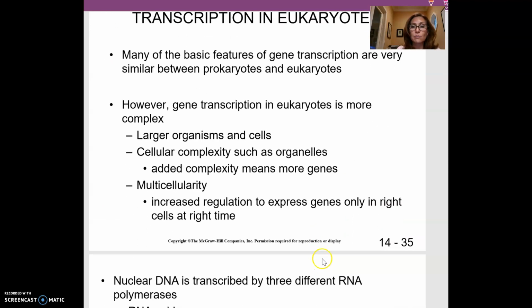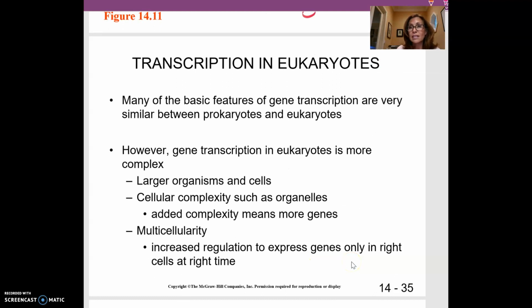So that's the big difference between rho-dependent and rho-independent: the rho factor in rho-dependent chases along the loop and stem and then causes pressure to push the two apart. And in rho-independent, the NusA and the stem loop with the numerous uracils present cause dissociation of the RNA polymerase from the RNA strand. And then the double helix glues back together again. So that's transcription in prokaryotes.